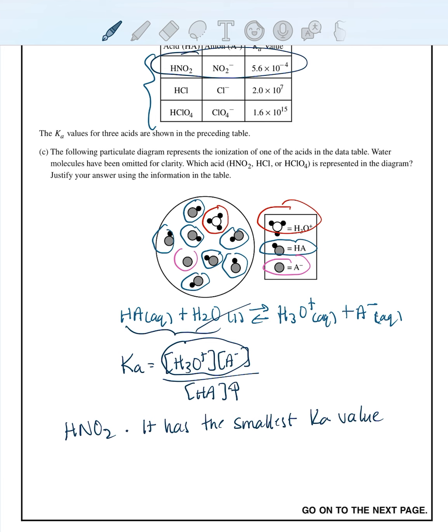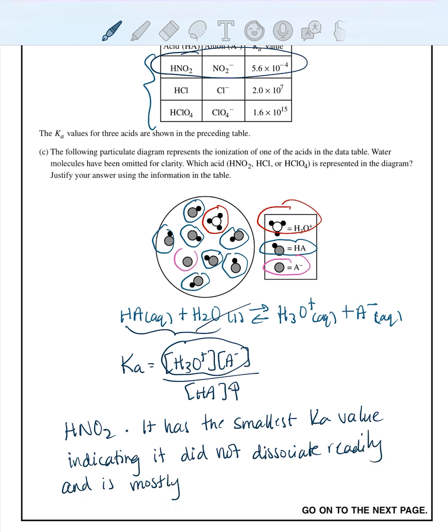So it has the smallest Ka value, indicating it did not dissociate readily and is mostly reactant, which is the HNO2 at equilibrium. All right, and that answers number 5.